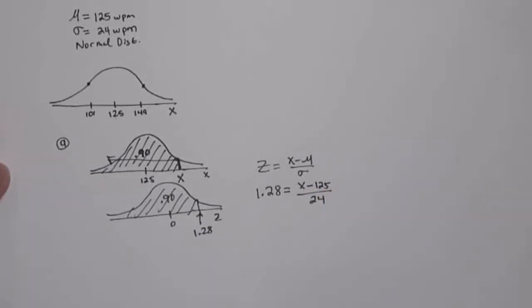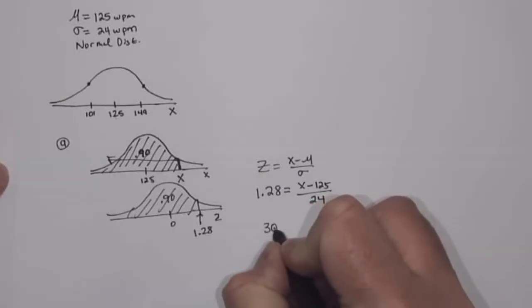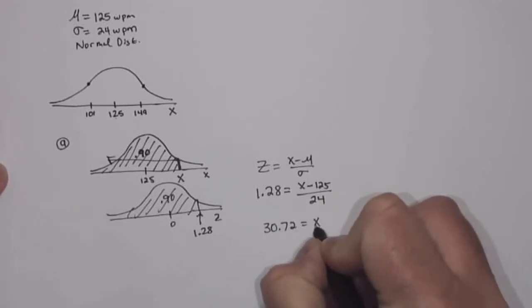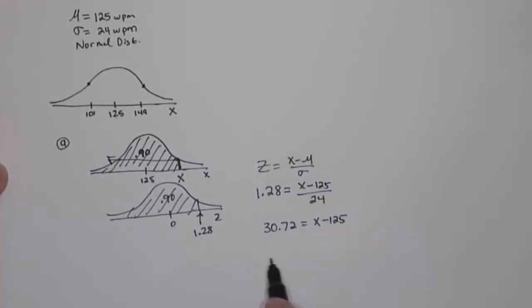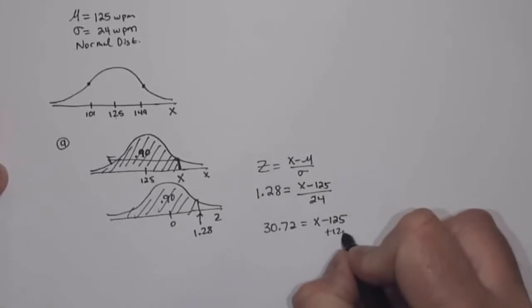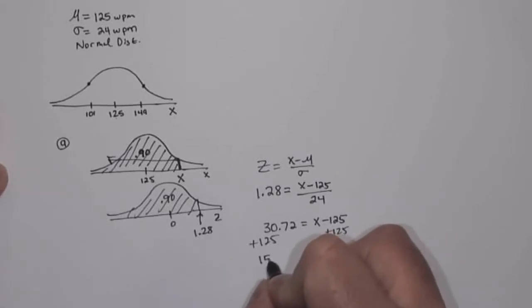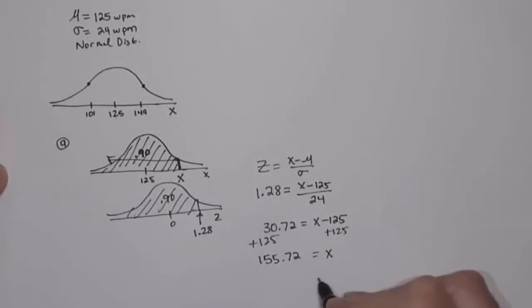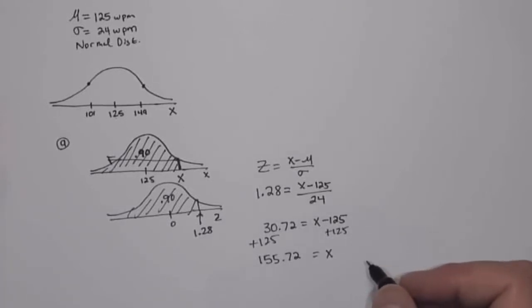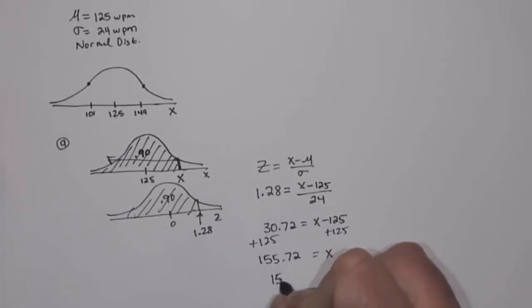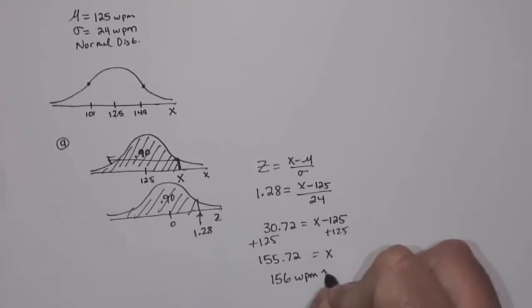So if we multiply both sides by 24, 1.28 times 24 equals 30.72. So 30.72 is going to equal x minus 125. And if I add 125 to both sides, then x is going to equal 155.72. So if we round to the nearest word, that would be about 156 words per minute. So if a child is in the 90th percentile, that child reads 156 words per minute.